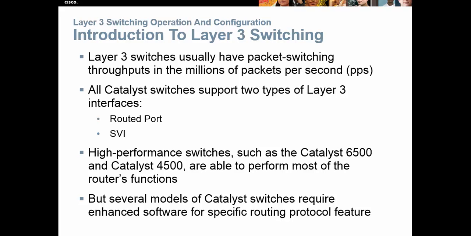Okay, we've looked at layer 2 switching, we've looked at troubleshooting, and inter VLAN routing. Let's look a little bit at layer 3 switching. Layer 3 switches usually have packet switching throughput in the millions of packets per second. All Catalyst switches support two types of layer 3 interfaces, the routed port and the SVI. High-performance switches such as the Catalyst 6500 and Catalyst 4500 are able to perform both of the router functions. Several models of the Catalyst switches require enhanced software for specific routing protocol features.